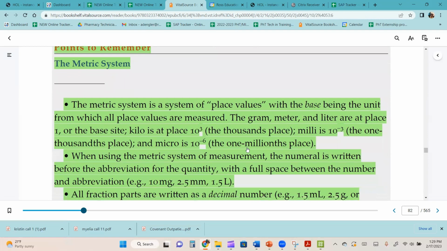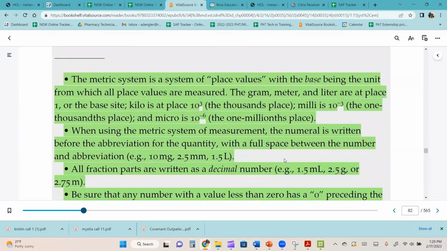So some points to remember about the metric system. It's a system of place values, with the base being the unit from which all place values are measured. The gram, meter, and liter are at place 1, or the base site. Kilo is at place 10 to the third, the thousandths place. Milli is 10 to the negative third, the 1,000th place. And micro is 10 to the negative sixth, the 1,000,000th place.